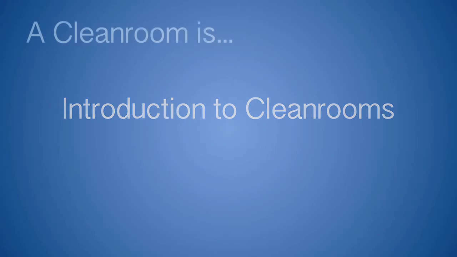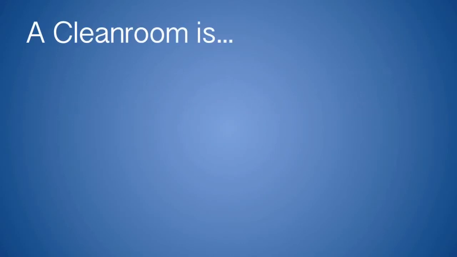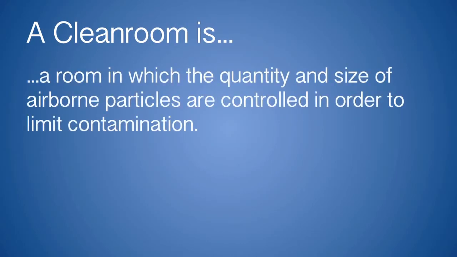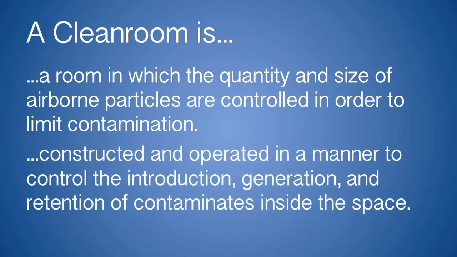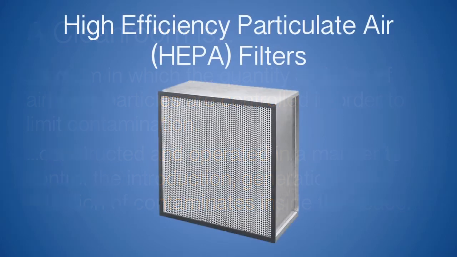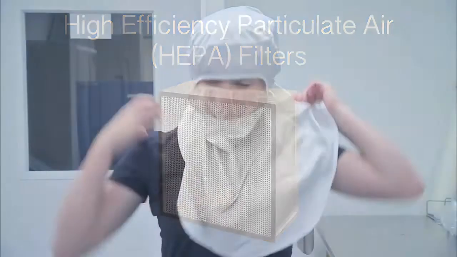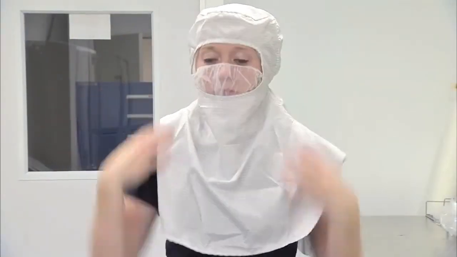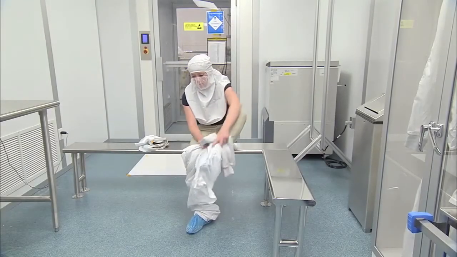Introduction to cleanrooms. What is a cleanroom? A cleanroom is a room in which the quantity and size of airborne particles are controlled in order to limit contamination. A cleanroom is also constructed and operated in a manner to control the introduction, generation, and retention of contaminants inside the space. Filtered air flows into the room through high-efficiency particulate air, or HEPA, filters. Cleanrooms are classified based on the amount of allowed airborne particles in the room at any given time. The fewer particles allowed, the more precautions that must be taken in order to prevent contamination.